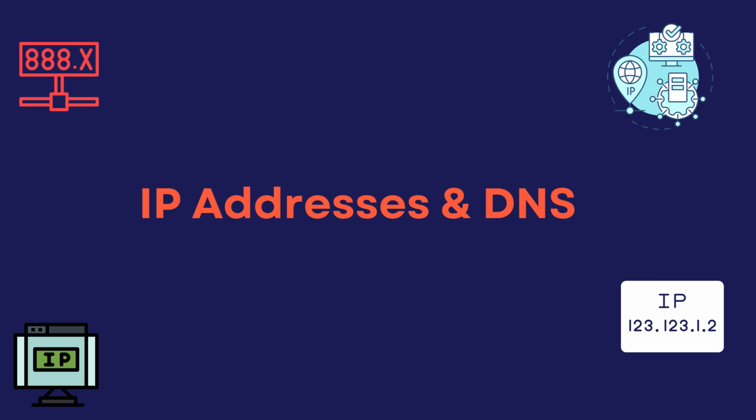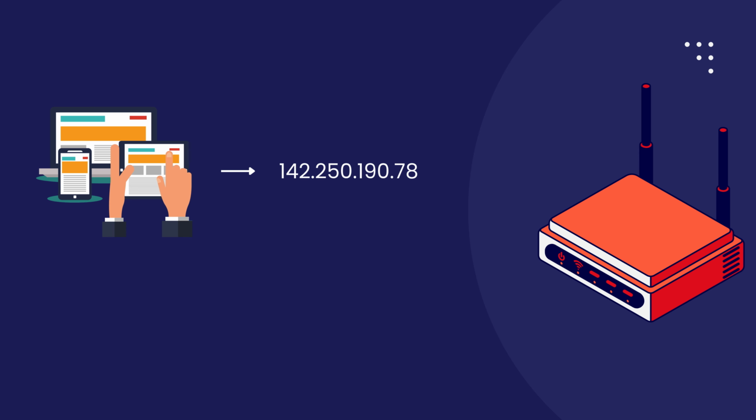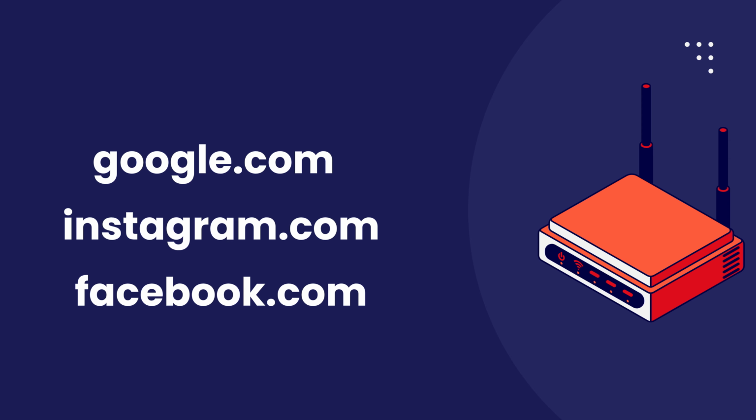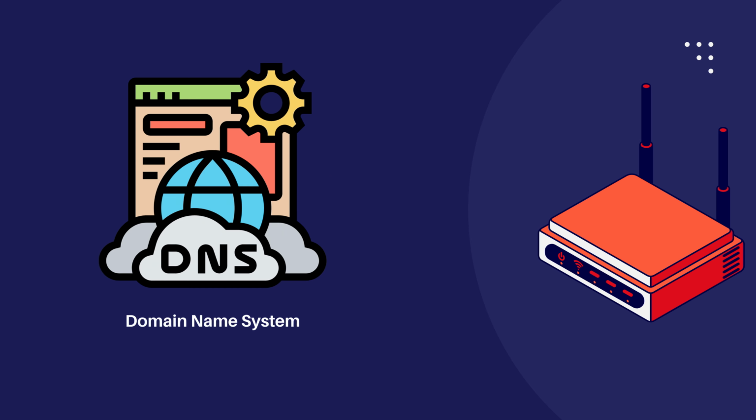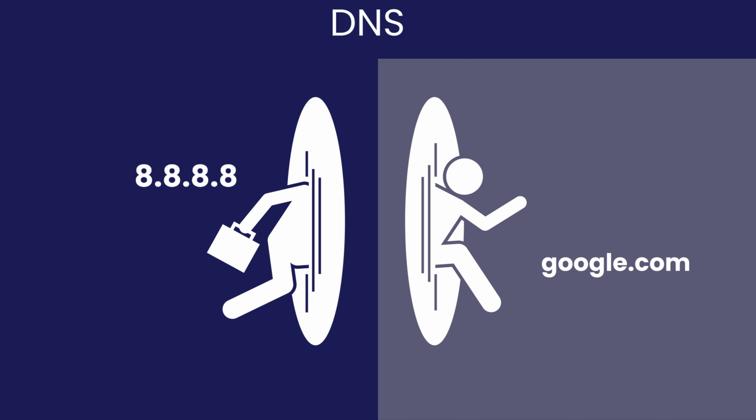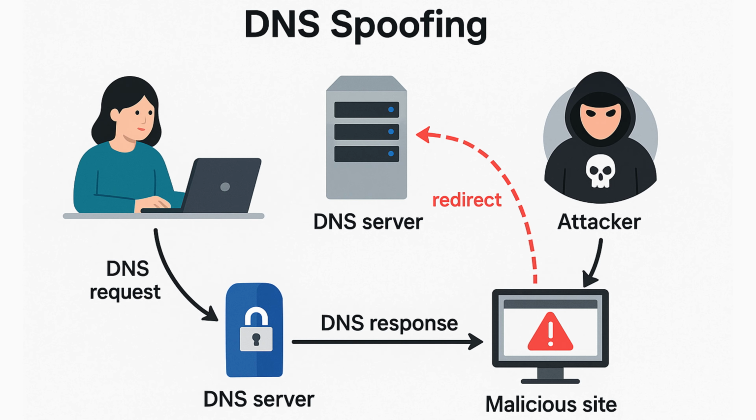Every device connected to a network has an IP address, a unique numerical label used for identification, but we rarely type IPs directly into our search engines. Instead, we use domain names like google.com, instagram.com, facebook.com. That's where the Domain Name System, or DNS, comes in. It acts like an internet phone book, translating human-friendly names into IP addresses. As a cybersecurity professional, be aware that attackers can manipulate DNS to redirect traffic to malicious sites. It's a tactic called DNS spoofing.